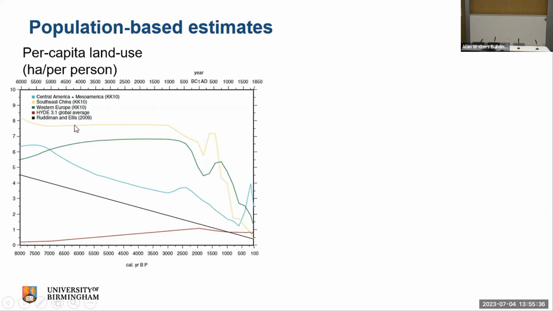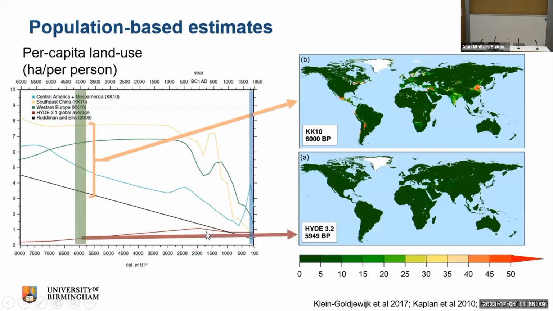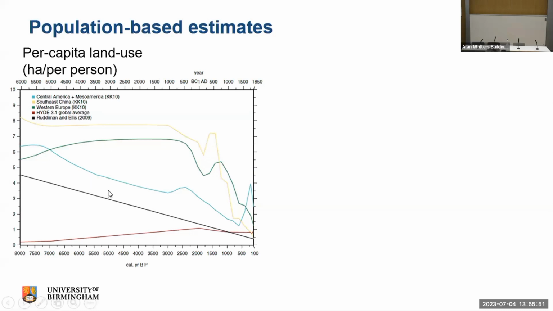There are two sets of curves here. The brown one is what we call HYDE. This is a widely used scenario of land use. As you can see, it has a very low footprint for each person on the Earth through time. The other curves are based on more of a regional estimate, with assumptions that when there's more land available, people would have used more of that land because of fewer restrictions from conflicts. And so you can see that these other curves have a much higher footprint per person.